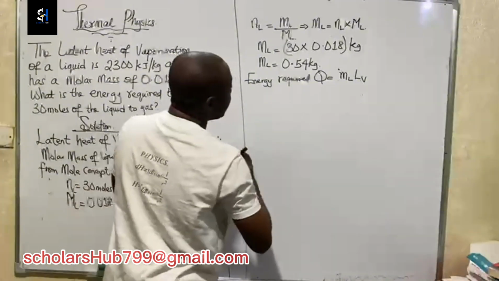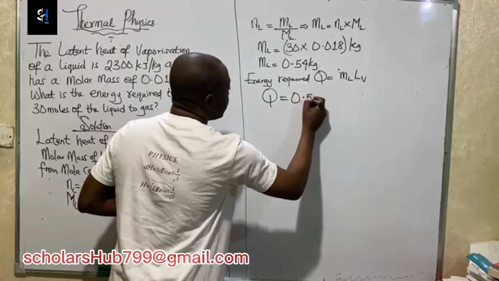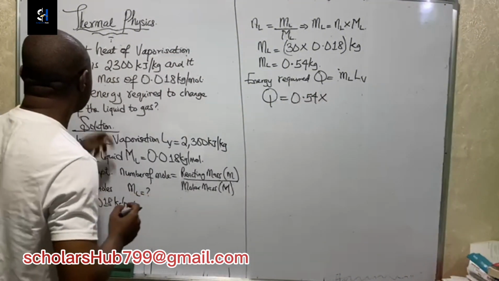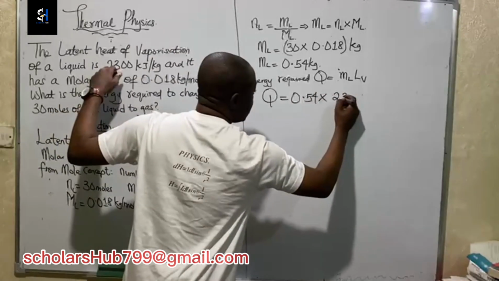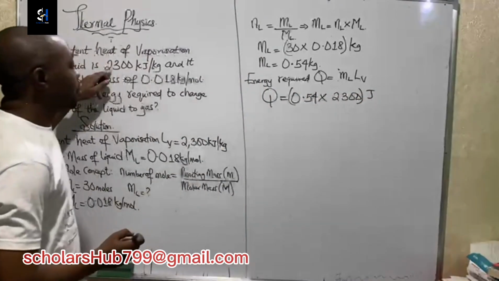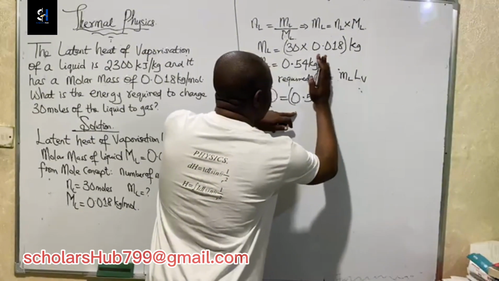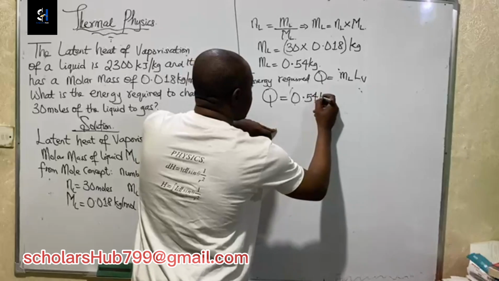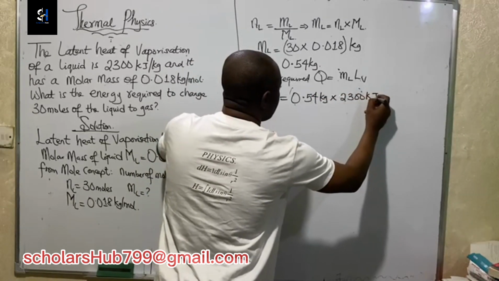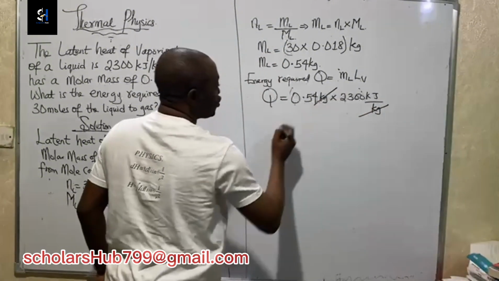So in this case, the energy we are looking for, that is Q, will be equal to 0.54 multiplied by the latent heat of vaporization, which is 2300. Remember, the unit of this will be joules. Why? Because the unit of this is kilogram, multiplied by 2300 kilojoules per kilogram. So we cancel the kilogram.